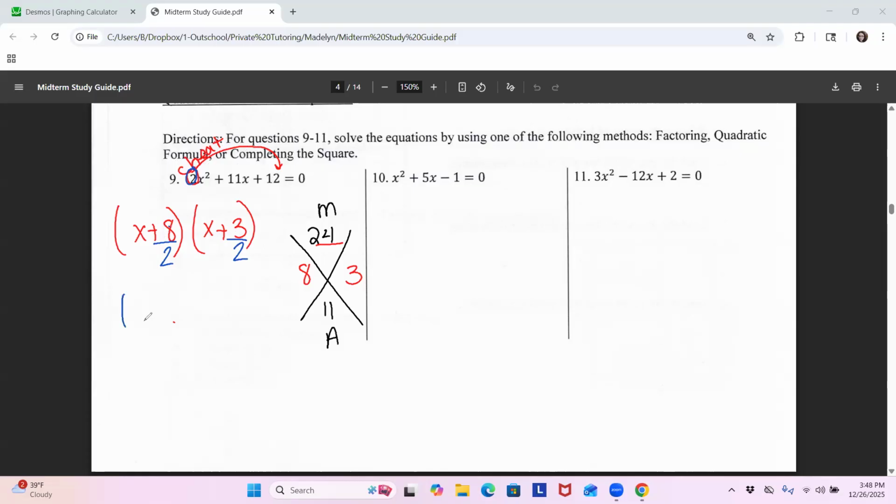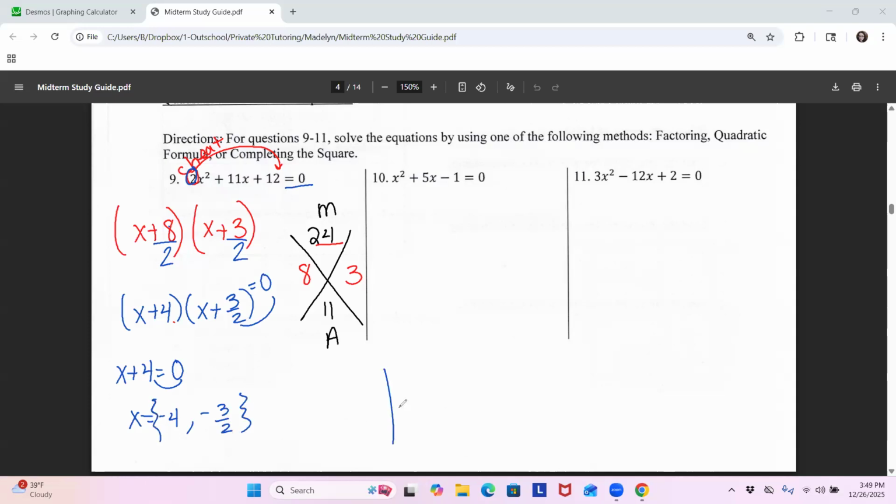So 8 divided by 2 would just be 4. And this one, we're just going to leave x plus 3 halves. And see it equaled 0. So now set both of those equal to 0. So x plus 4 is 0, so this would be negative 4. And set this to 0. This would be negative 3 halves. If you graph this, you would see a parabola hitting at negative 4 and negative 3 halves, or negative 1.5. So that did factor. If you don't like to factor, you don't have to. You could have also done the quadratic formula. I do not recommend complete the square.